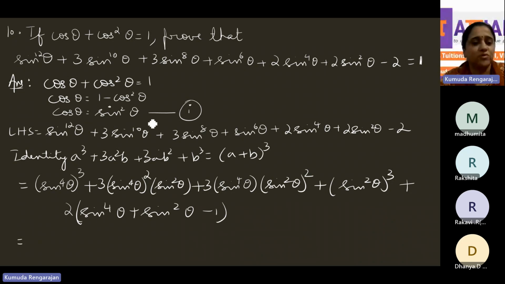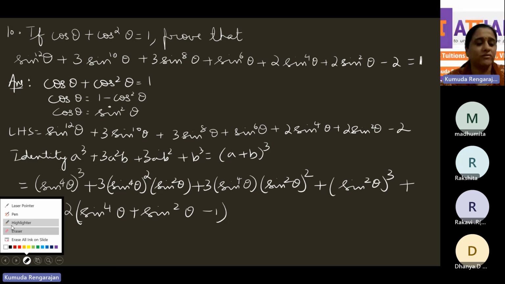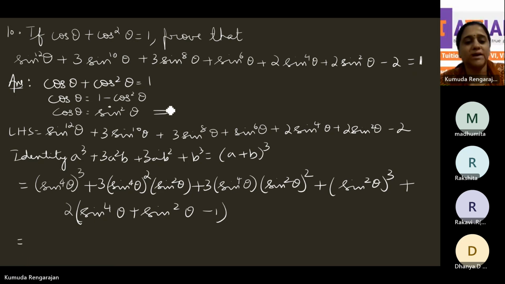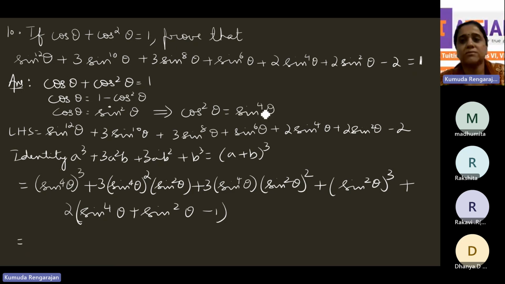Now, if cos theta is sine square theta, square this on both the sides, what will you get? Because wherever needed, we can use that. When you square this on both the sides, what's the new result? This implies cos square theta is equal to sine theta to the power 4, correct? We'll use this result wherever needed.